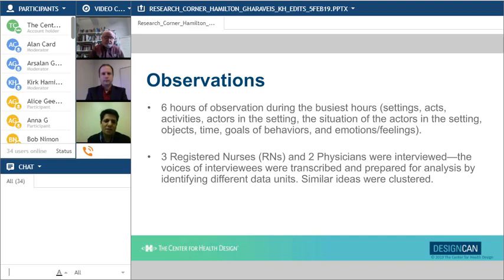So over here, I just want to tell you about our observations. We had 6 hours of observation here during the busiest hours. First of all, we wanted to check the protocols and logistics to see how we are going to do it in the main study. We also wanted to do that during the busiest hours, and it was important for us to capture as much as we could, because during the busiest hours, according to what nurses mentioned, that's the biggest issue.